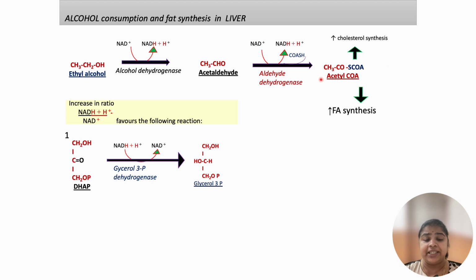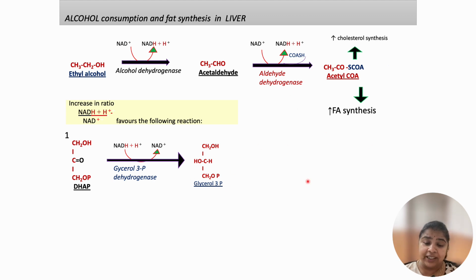Both these reactions, alcohol dehydrogenase as well as aldehyde dehydrogenase, produce NADH and H+. So, this high NADH to NAD ratio will inhibit the TCA cycle. This high NADH also favors formation of glycerol 3 phosphate from DHAP.